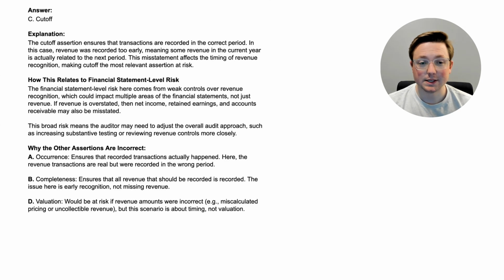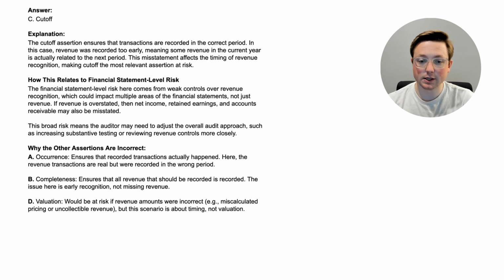All right, here we are. The answer is C, cutoff. So let's walk through the explanation. The cutoff assertion ensures that transactions are recorded in the correct period. In this case, revenue was recorded too early, meaning some revenue in the current year is actually related to the next period. This misstatement affects the timing of revenue recognition, making cutoff the most relevant assertion at risk.